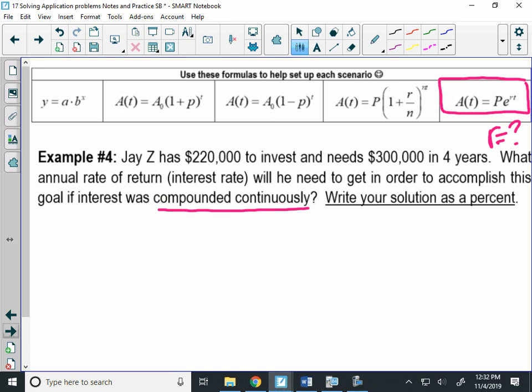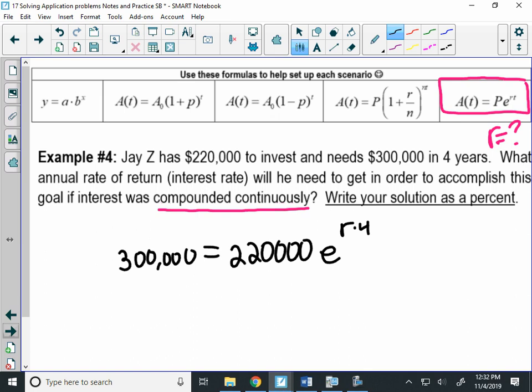So let's figure out what we know. Do I know his P, his initial investment? How much is it? $220,000. Okay, now, after that P, the E is just a number, so you write the E. I don't know what R is. I don't know what his rate is, so I put an R. And how much time is he spending for this? 4, so it's R times 4, or 4R. What's his goal? What's his A on the other side? 300,000.